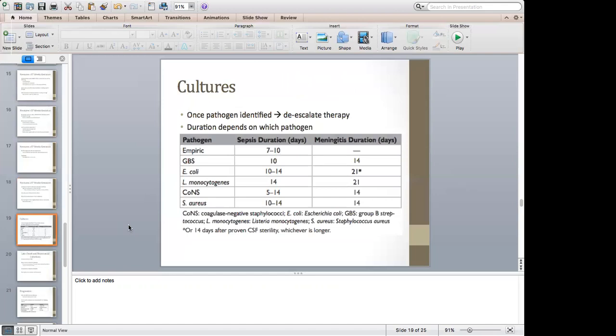For cultures, once the pathogen is identified, we will de-escalate therapy depending on which pathogen. Looking at this chart, for sepsis the duration is anywhere between 7 to 10 to 14 days. For meningitis, the treatment duration is 14 to 21 days, depending on which pathogen is identified.